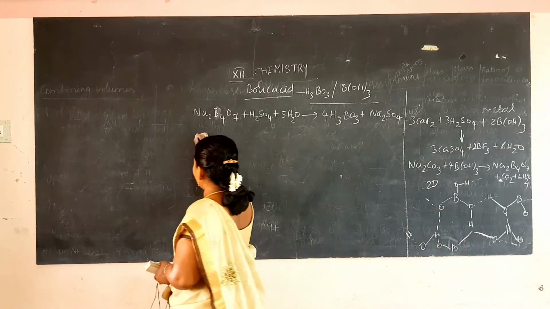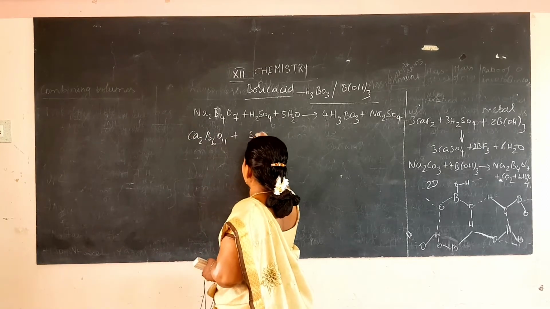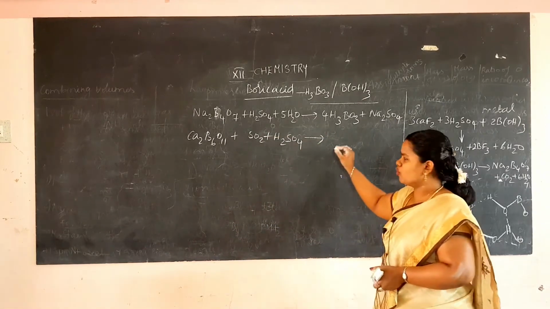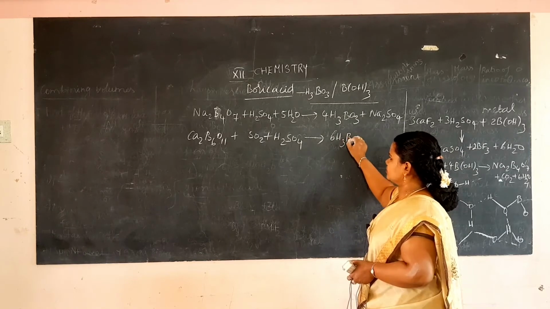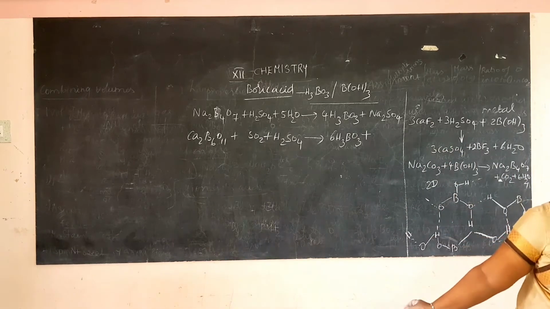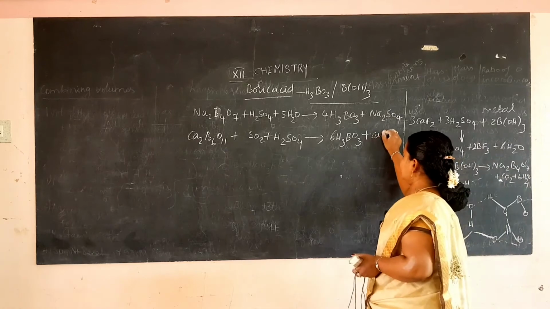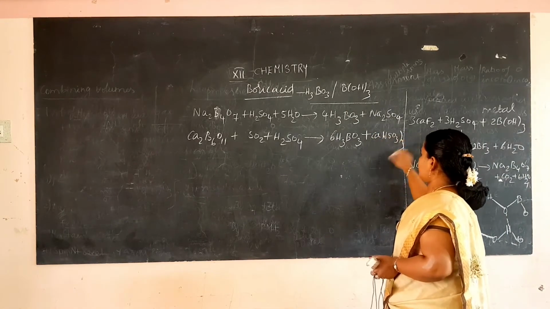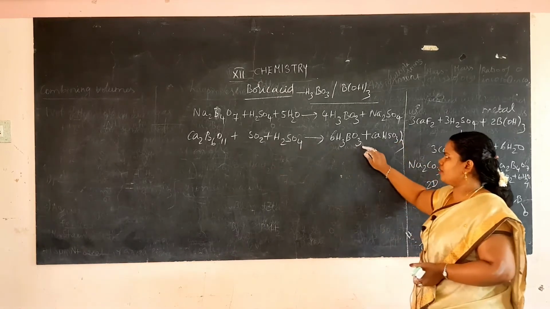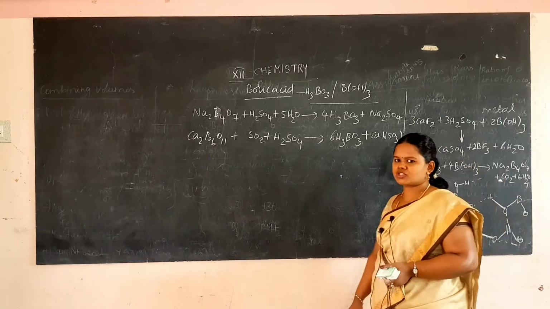Then when it is treated with colemanite, Ca2B6O11, plus sulfur dioxide plus sulfuric acid, what does it form? It forms boric acid, H3BO3, plus calcium hydrogen sulfite, Ca(HSO3)2. So this colemanite ore, when treated with sulfur dioxide and sulfuric acid, forms boric acid and calcium hydrogen sulfite. Okay, that is the preparation of boric acid.